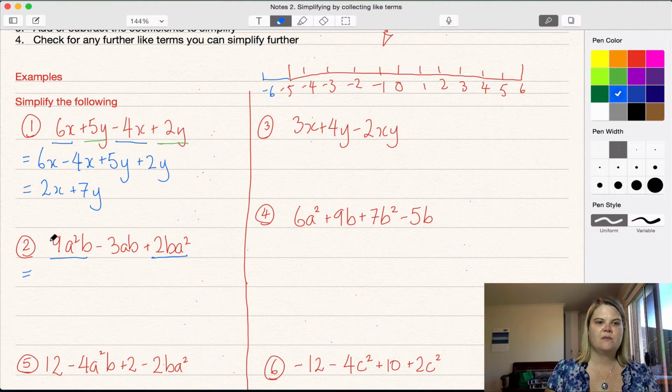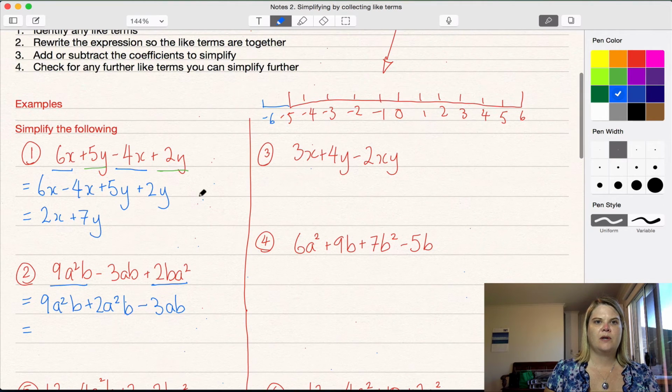Step 2, rewrite them so they're together. 9a squared b plus 2, and I'm going to rewrite this in the proper way we need to write our equations with our pronumerals. A squared b, and then we leave this term on the end, 3ab.